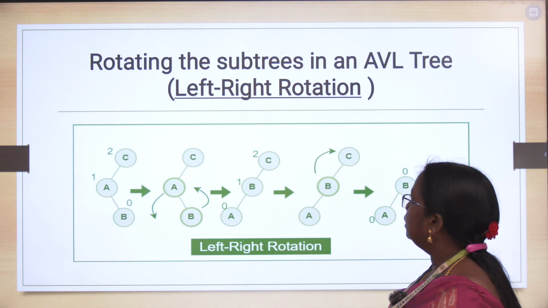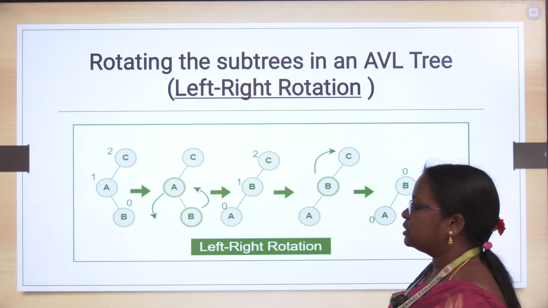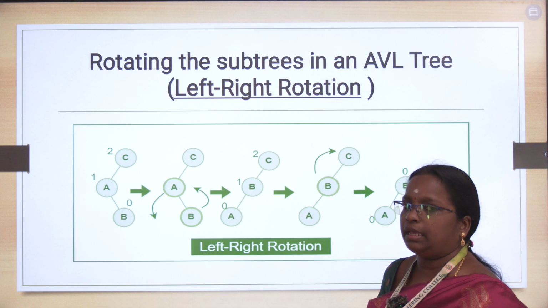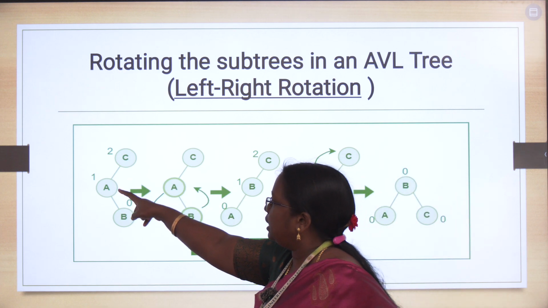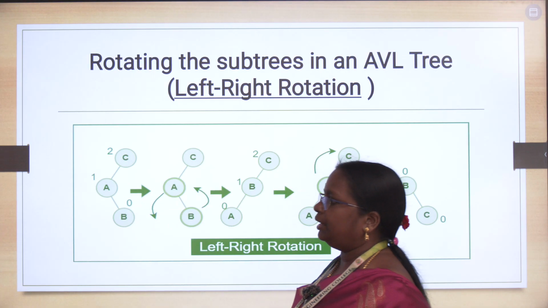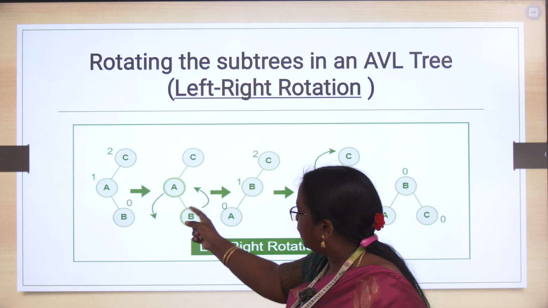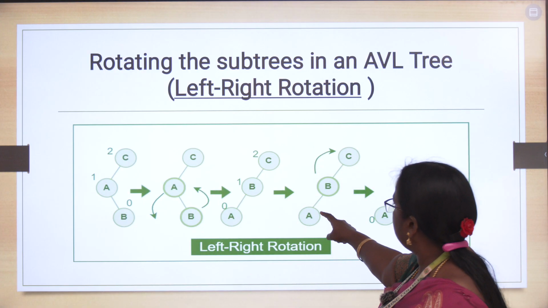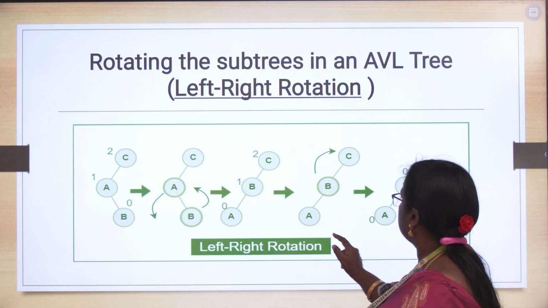Next I have given rotating the subtree in an AVL tree, that is left and right. The first time you have to do the left, and the next time you have to do it for the right values. For C, A, B, first time left and next time right. I have given an arrow diagram, A to B, and again this B has to change, that is what I have given here. So A, B, C, then the values will change like this.